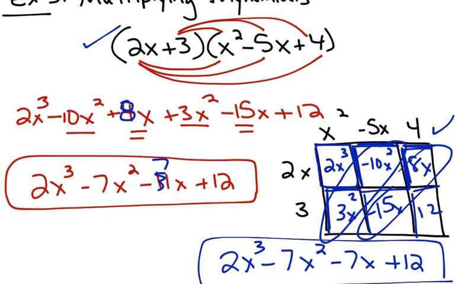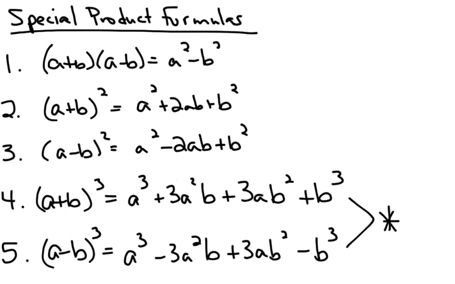Some special products that we run across very frequently. Number 1 is called the product of a sum and difference. This is so important that you probably ran across it quite a bit in Algebra 2. I swear to you, you will run across it every couple of days in pre-calc honors.